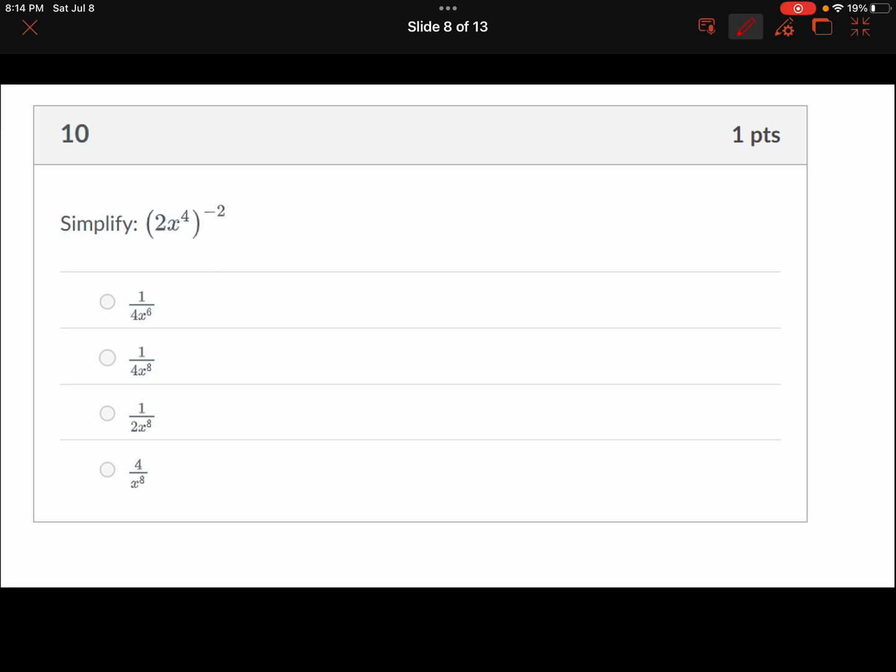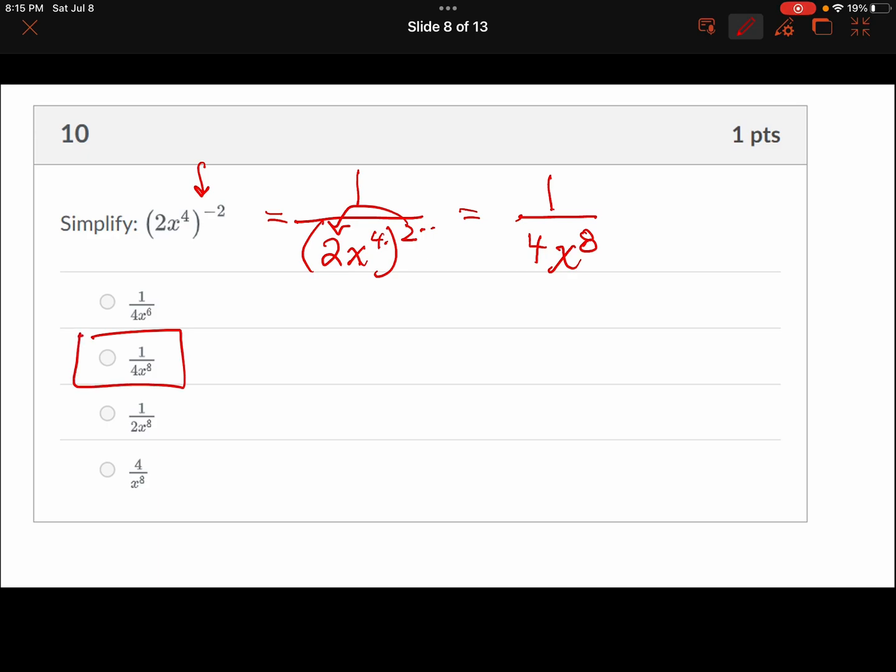So looking at a couple of these that we want to simplify, we have that negative sign. Remember that negative sign means you're going to put it as 1 over 2x to the 4th to the 2nd. A negative exponent does not mean a negative value. Notice none of your answers have a negative value. And then you're going to simplify from there. So 2 squared is 4, and x to the 4th times 2, or 2 sets of x to the 4th, is going to give me x to the 8th. 1 over 4x to the 8th.